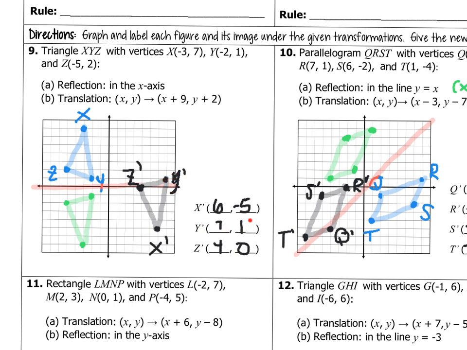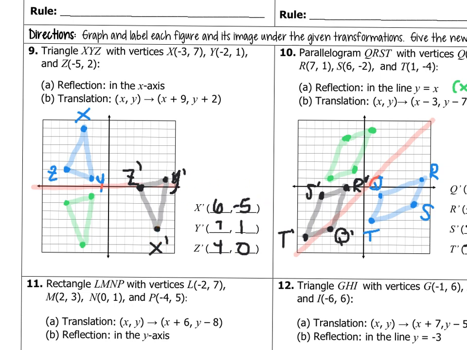And then I label that coordinate. That's at 7, 1. And I have to do this to each exact point. So I go 9 to the right, 2 up, that's my new Z prime, 4, 0. 9 to the right, 2 up, that's my new X prime.